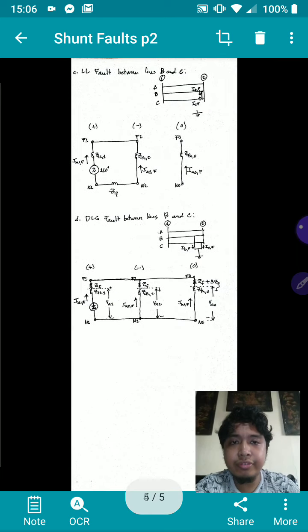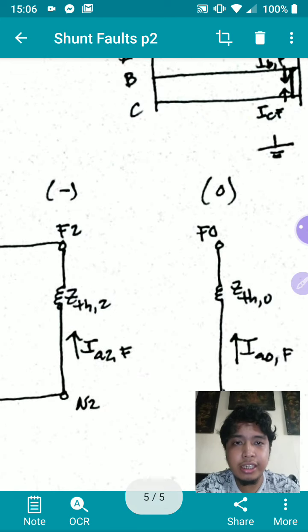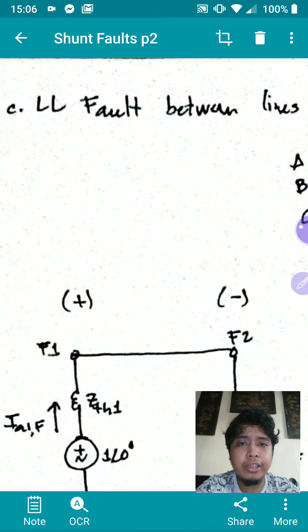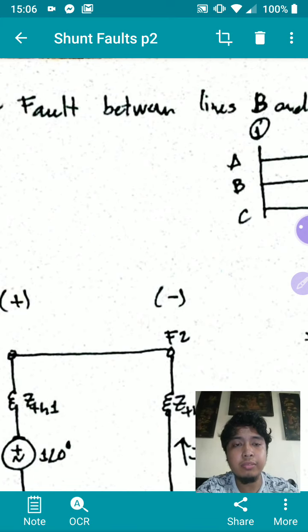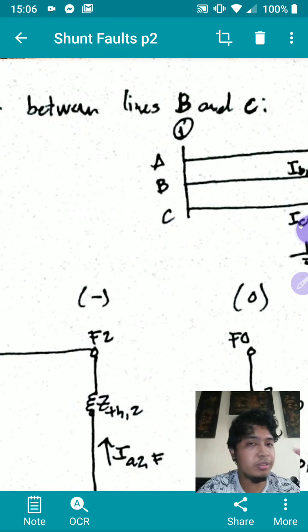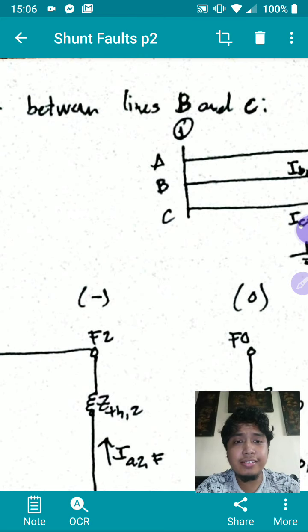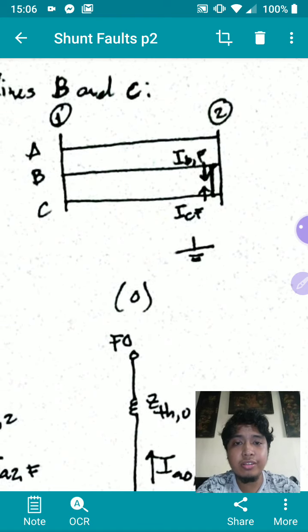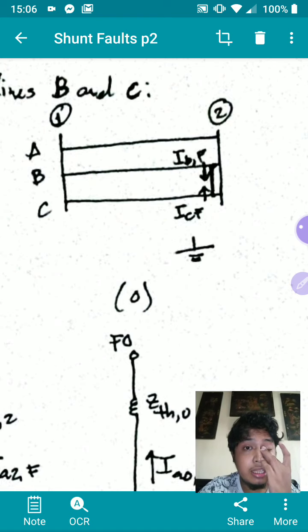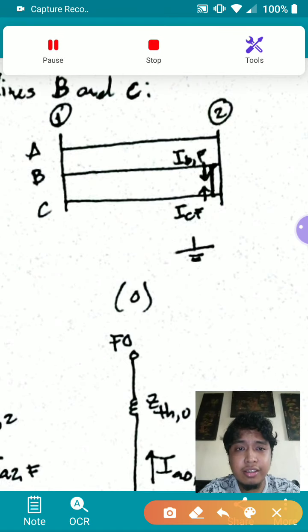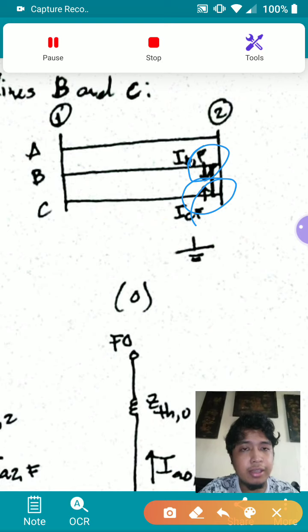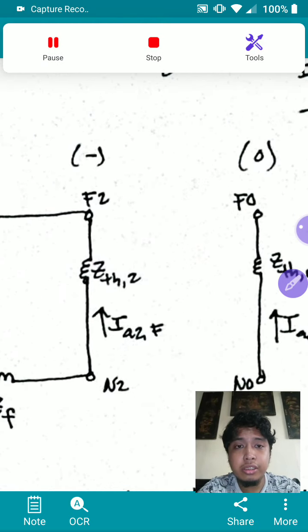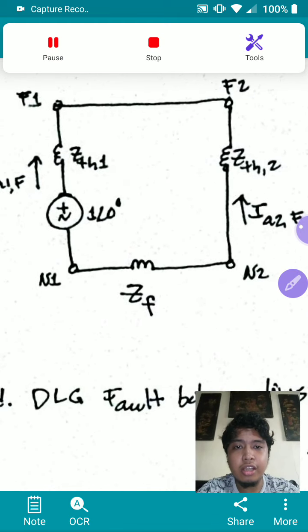I have line-to-line fault. So this is basically your line-to-line fault. Take note, this is the solution for the line-to-line fault between lines B and C. So what happens here is you have a line between 1 and 2. Your B and C are shorted. So I guess it's easy to say that IBF is just the negative of ICF. They are basically opposing each other. They have the same magnitude but opposite in direction.